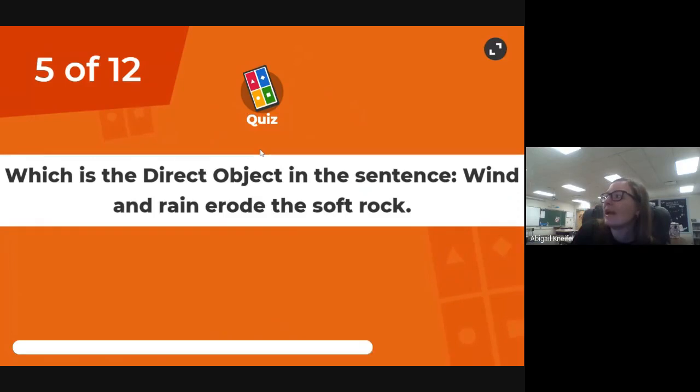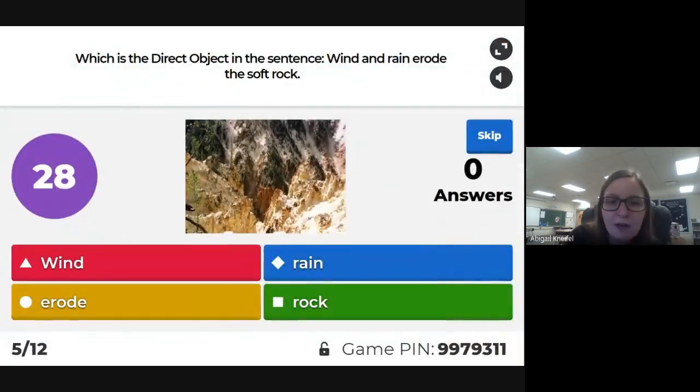Wind and rain erode the soft rock. Erode just means like ruins it, kind of. So erode is our verb. What is being eroded? Erode just means kind of to ruin.